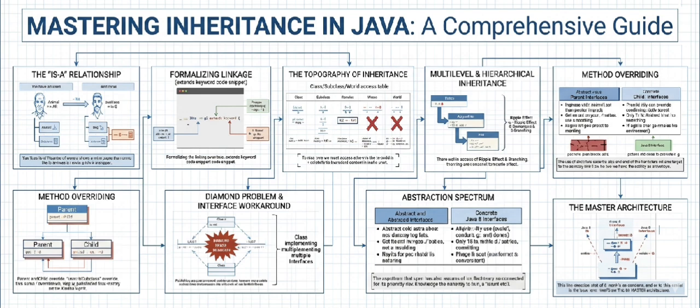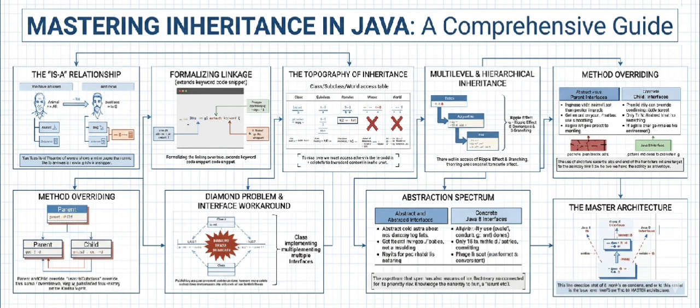Now, here is the most frequent interview question you will face. Why doesn't Java support multiple inheritance? Imagine class B and class C both inherit from class A. Now, imagine class D tries to inherit from both B and C. If both B and C have a print method and you call d.print, who does Java listen to, B or C?